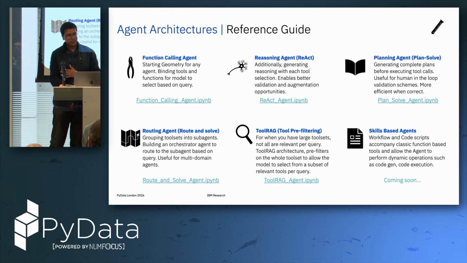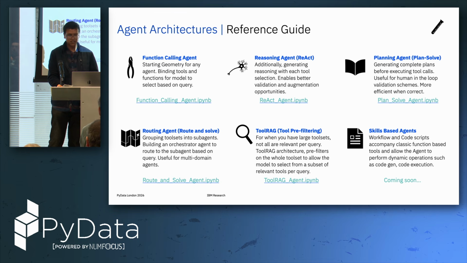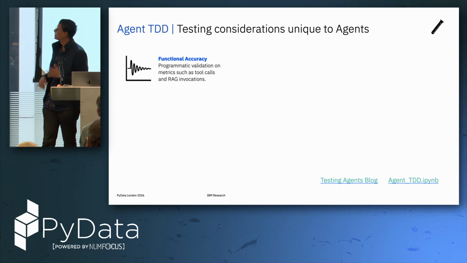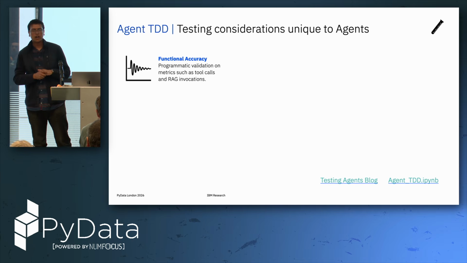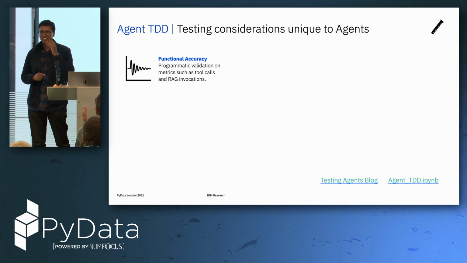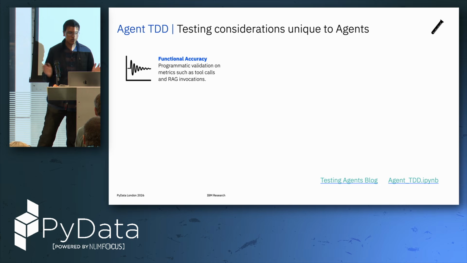So how do you go between these agents? How do you decide what architecture is the best? We advocate for test-driven development. So how many people in the room have heard of test-driven development before, by the way? Great. So why not bring that to the agent world?